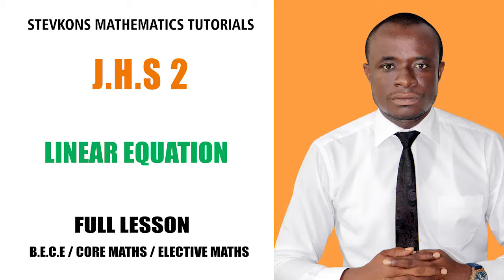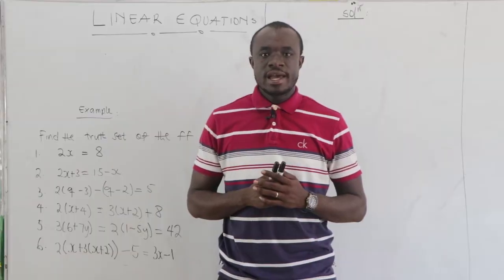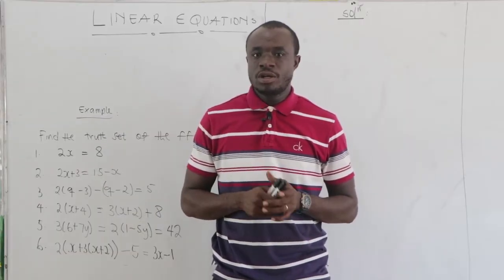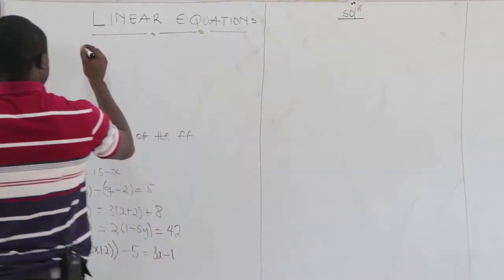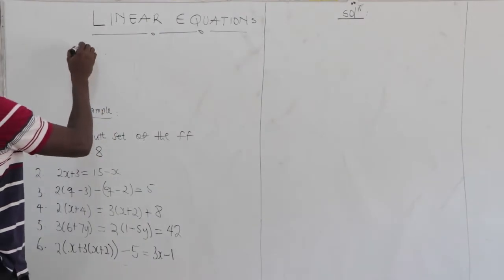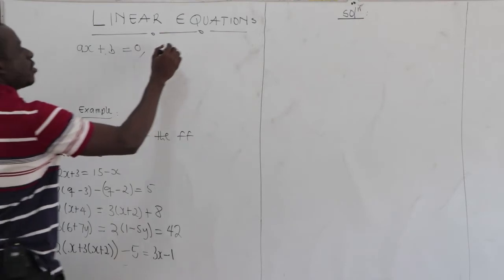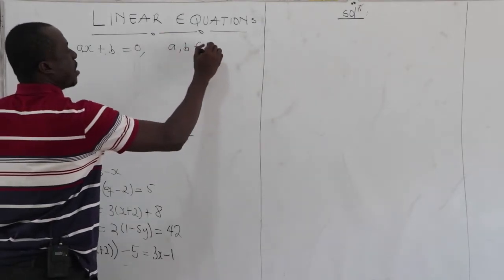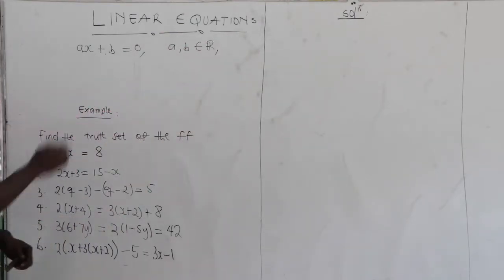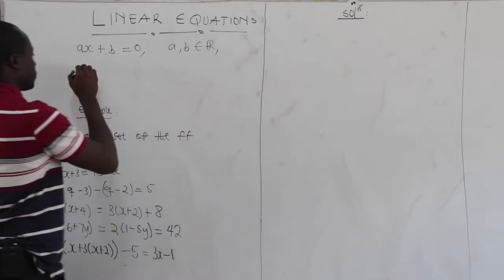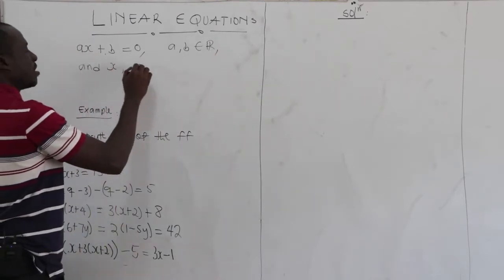Today we'd like to look at linear equations. Now, what is a linear equation? A linear equation is an equation of the form ax plus b equals 0, where a and b are real numbers, and x is a variable.